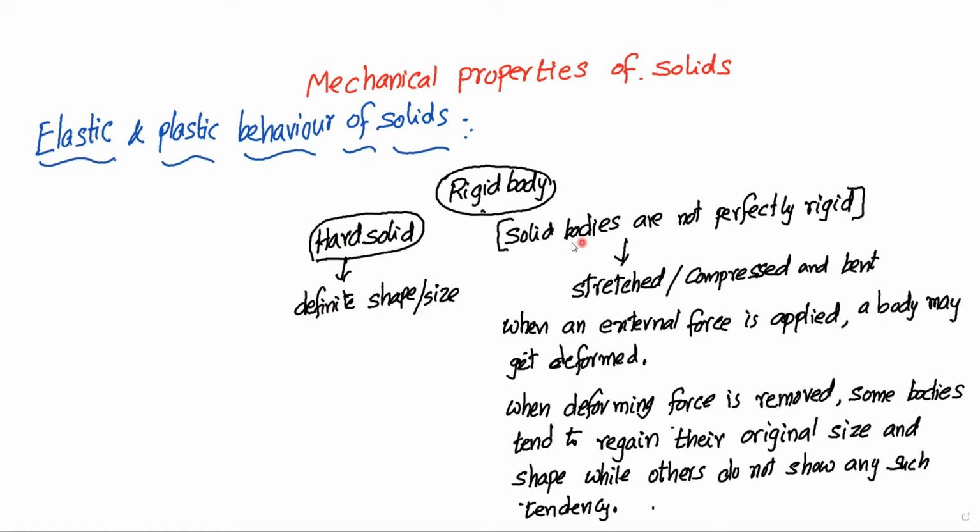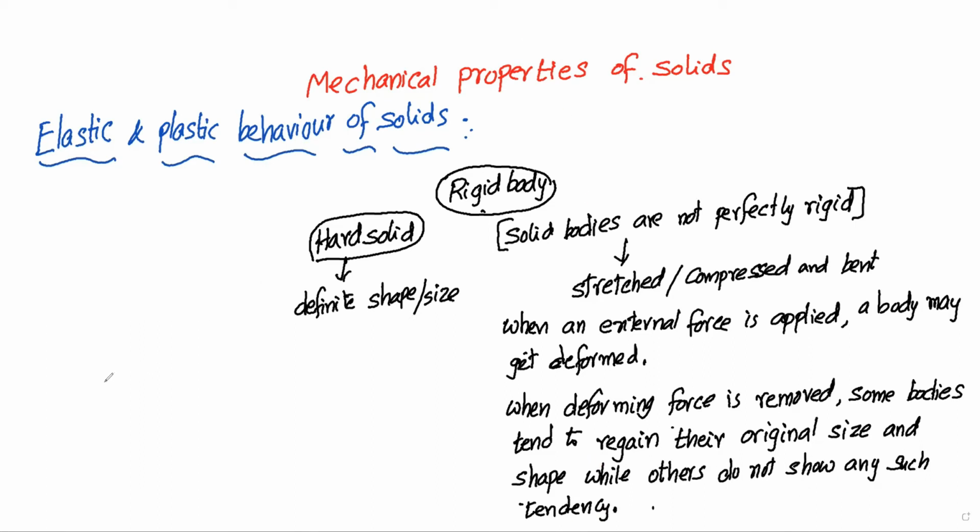But in reality, solid bodies are not perfectly rigid. They can be stretched, compressed, and bent. When an external force is applied, a body may get deformed. Take an iron rod and keep tapping it. It can be bent. We have applied an external force on an iron rod, and the rod is bending. When the deforming force is removed, some bodies tend to regain their original size and shape, while others do not show any such tendency.